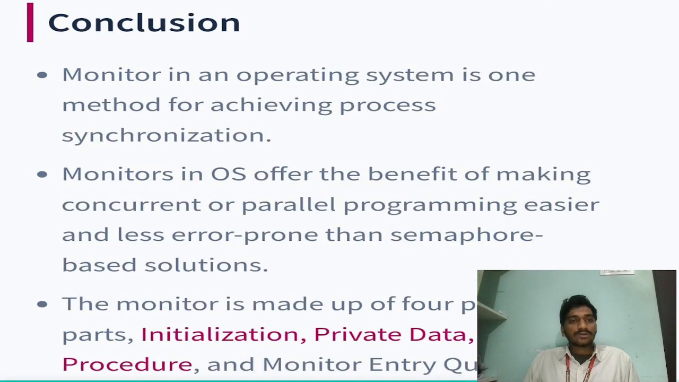And next, the conclusion. Monitor in an operating system is one method for achieving process synchronization. Monitors in OS offer the benefit of making concurrent and parallel programming easier and less error-prone than semaphore-based solutions. The monitor is made up of four primary parts. The first one is initialization, the second is private data, the third is monitor procedure, and the fourth is the monitor entry queue.